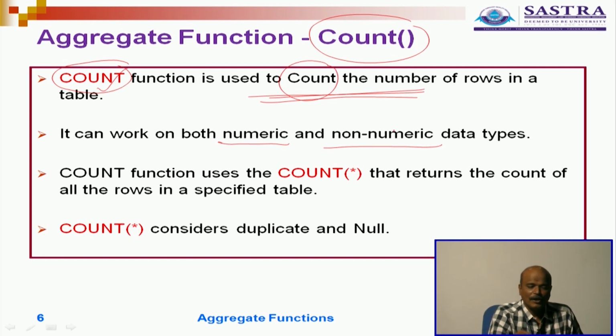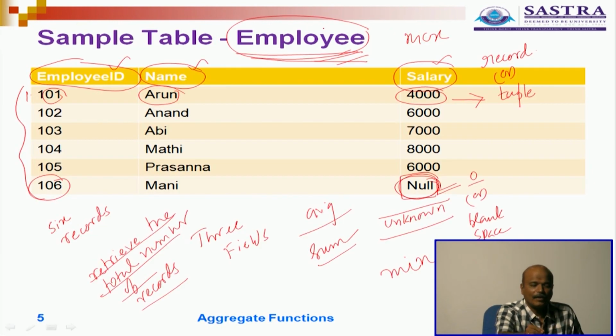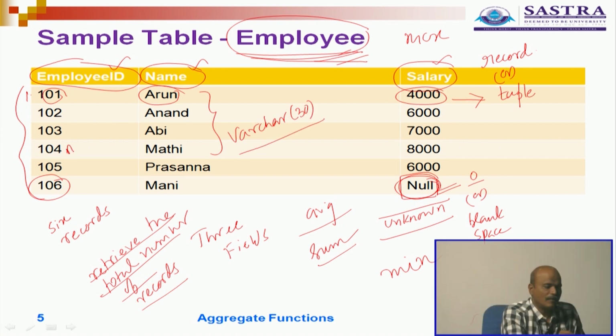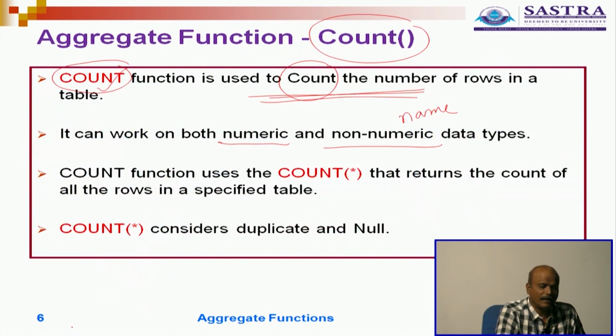Non-numeric data type means, for example, in the previous case, the employee name column: what is its data type? The data type is varchar, for example varchar of 13. For employee ID, the data type may be number of 10. This is a numeric data type, and the varchar is an example of a non-numeric data type. So, you can apply the count function on both numeric as well as non-numeric data types.